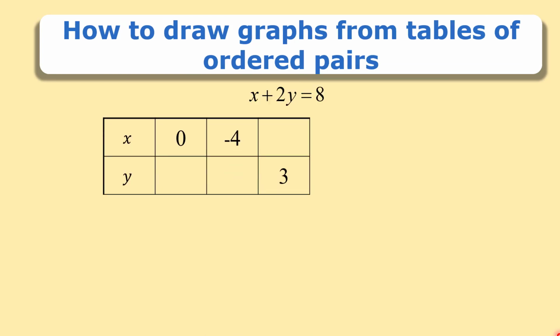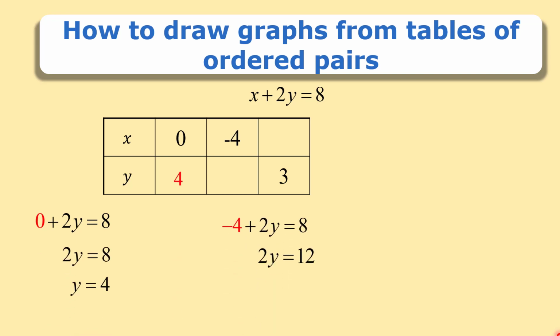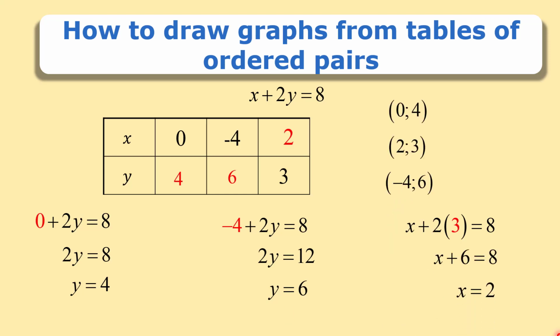Let's practice. X is 0, x is -4, and y is 3. We use substitution. If x is 0, we solve for y. Y is 4. If x is -4, then y is 6. We've got our point. But be careful now, y is 3, so we have to solve x. X is 2. We've got 3 points: 0, 4; 2, 3; and -4, 6.